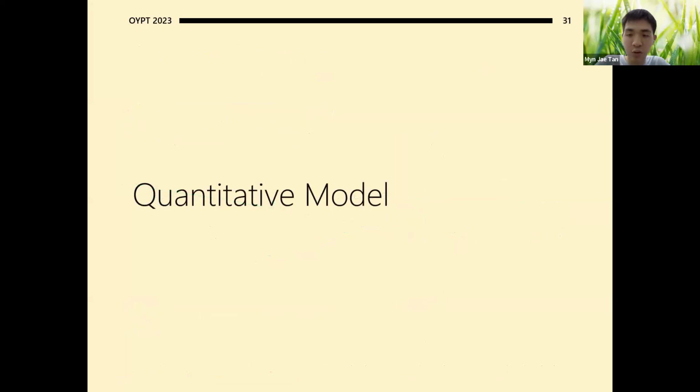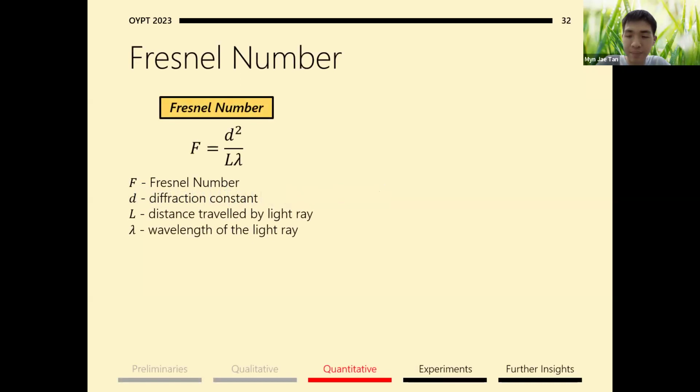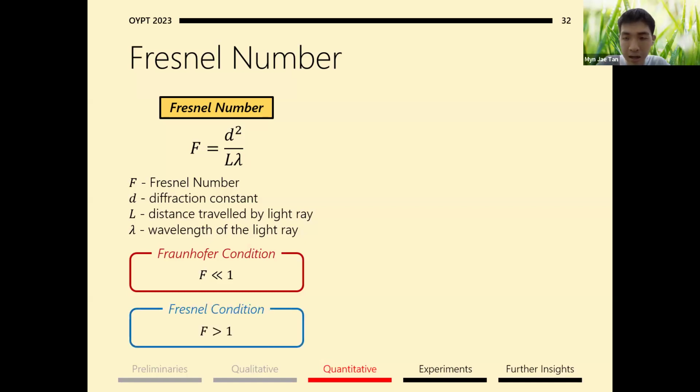Next, I'll be moving on to quantitatively model this phenomenon. Firstly, we have a Fresnel number, which is given by this simple equation here. It characterizes whether the setup is in the far field or near field condition. For the far field condition to be satisfied, you have to satisfy the Fraunhofer condition, which means that F has to be much smaller than 1. If it is in the near field condition, then the Fresnel number will be larger than 1.